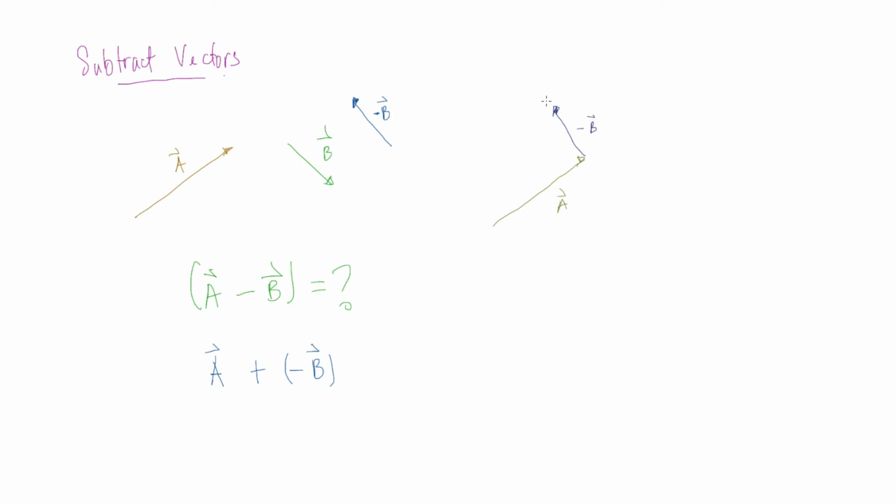You put the tail of B on the head of A, and now you join where you started, which was the tail of A, to where you end up, which is the head of B, and we can now call that resultant A minus B, because A plus minus B is the same as A minus B. So I've now subtracted two vectors by adding them.